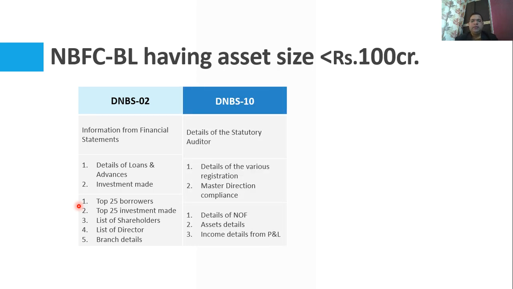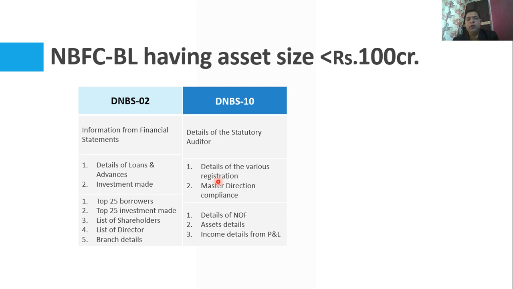The second part is DNBS 10. That is called the statutory auditor certificate. The details of the auditor you get from the ADT 1, which is filed with the ROC. The entire information you have to fill. Then the various registrations with CKYC, CERSAI, FIU-IND, whether you are gold loan, vehicle loan, or IDF, and all the details. And some of the compliances and master direction changes, like change of director, change of auditor, change of telephone number, whatever changes you have.